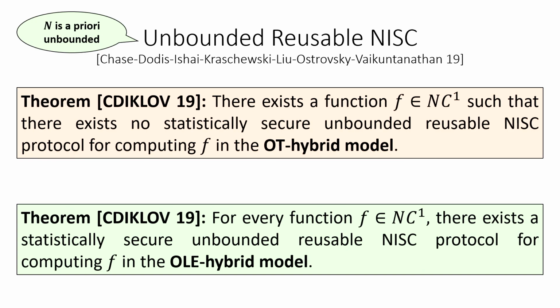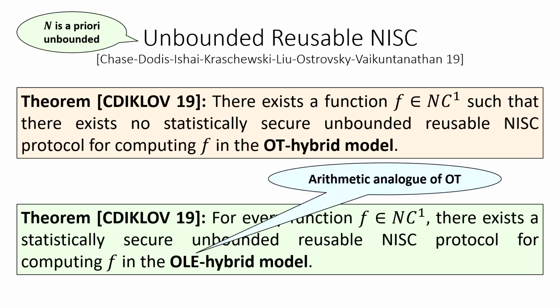So by strengthening what cryptographic primitive you're considering, namely oblivious linear evaluators, which you can think of as an arithmetic analog of OT, so OT is over a binary field. You can think of OLE over some super-polynomial or exponentially sized field. So by strengthening the cryptographic primitive that you're considering, you can actually get a positive result.